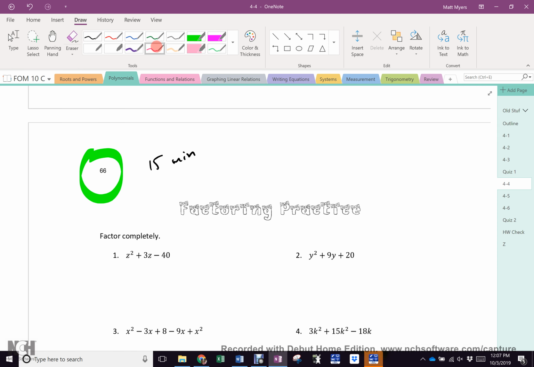First one's just like what we've already been doing, but it's got a Z instead of an X. And sometimes you kids have the nerve to say, oh, no, how do it's a different letter. Which, of course, makes me want to take my magic pen and stab it into my eye. None of you would ever dream of saying that to me, would you? Of course not. So this we need to multiply to negative 40 and add to 3. And what is it, Emma? 8 and negative 5. So it is Z plus 8 and Z minus 5.